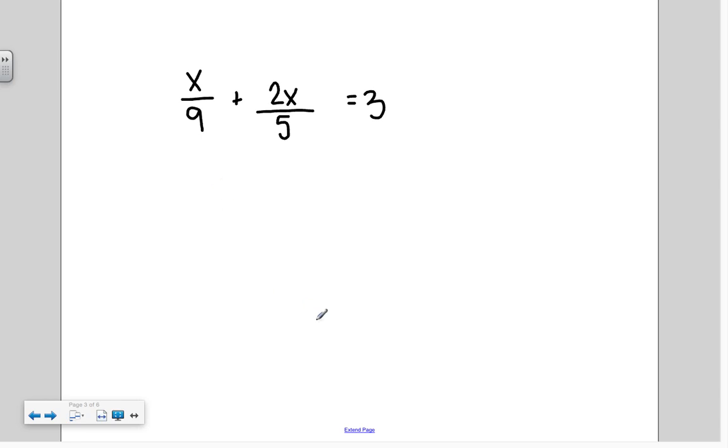Our next example, we have x over 9 plus 2x over 5 equals 3. So I'm going to do that same thing. I need to undo dividing by 9 and 5 by multiplying by 9 and 5, making sure that I multiply everything by 9 and 5. Making sure I also do it to the 3 on the other side.